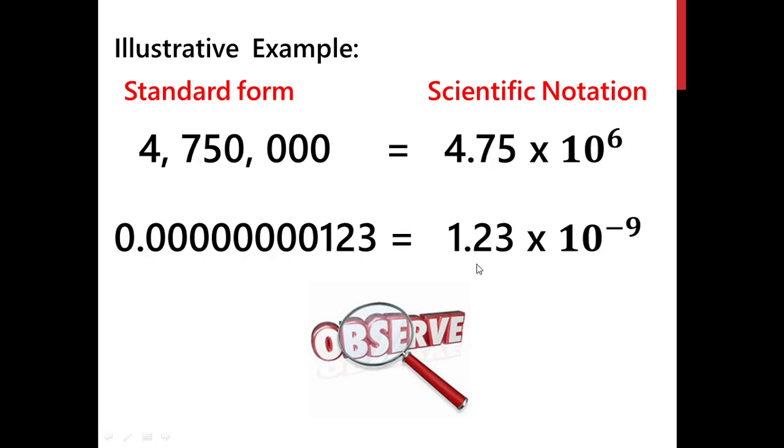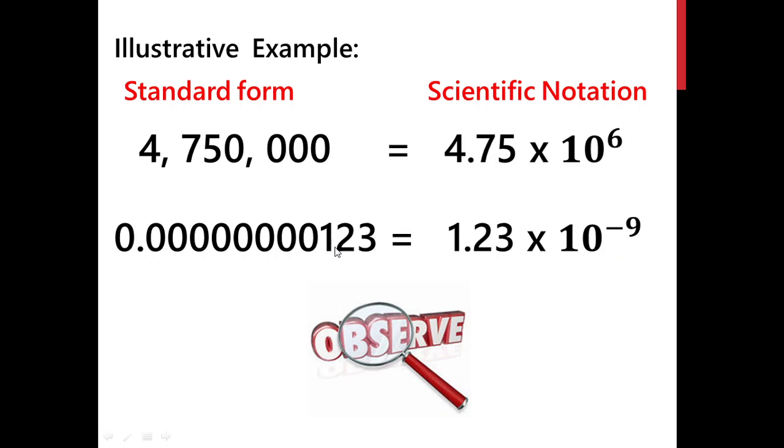Again, place your decimal point in between the first and second non-zero digit. In this case, in between 1 and 2, and then copy all the non-zero numbers. Non-zero, again, non-zero. So you have 1.23 times 10, always times 10, and then the exponent.